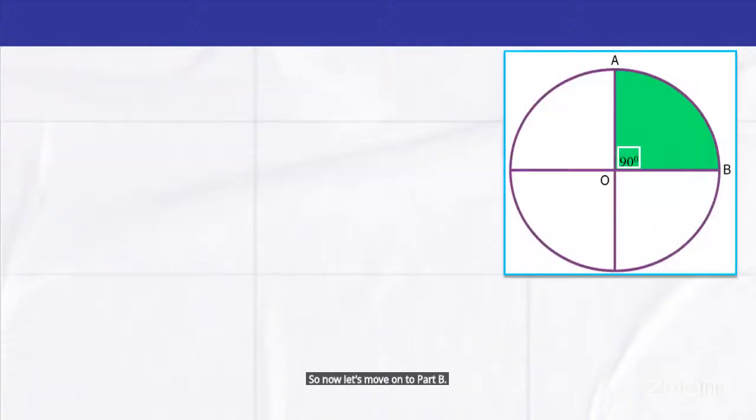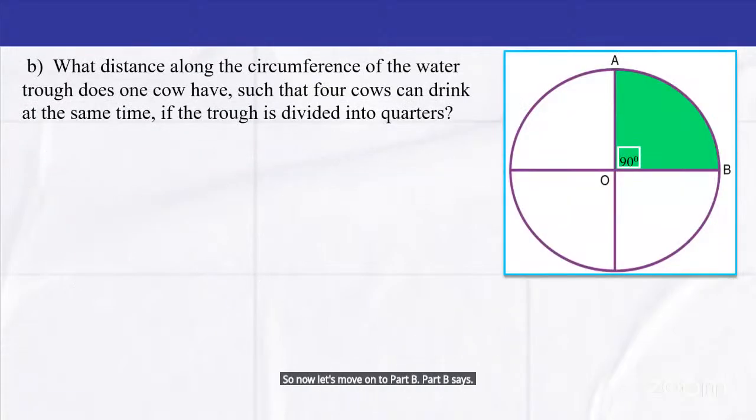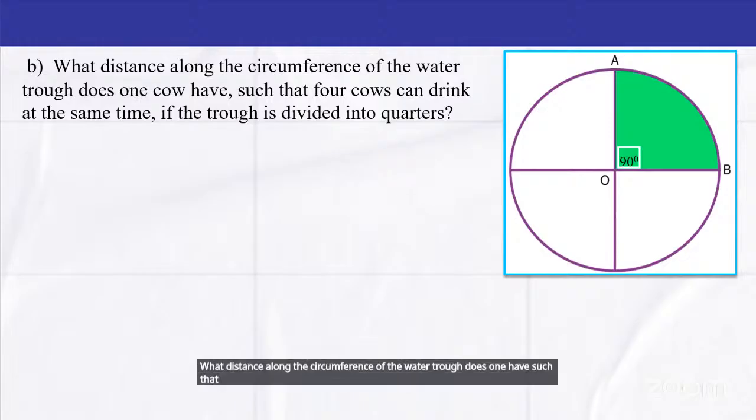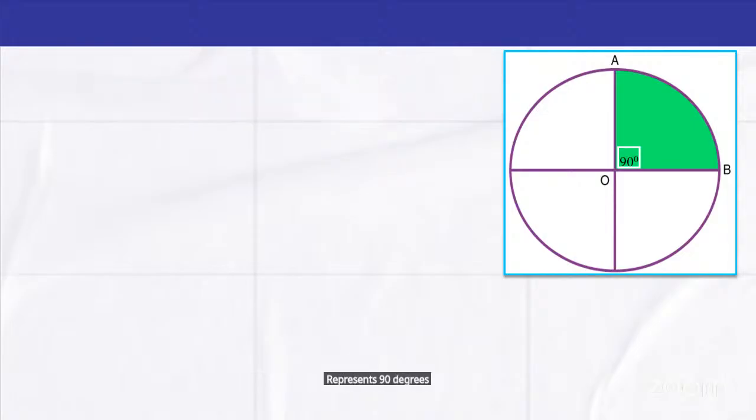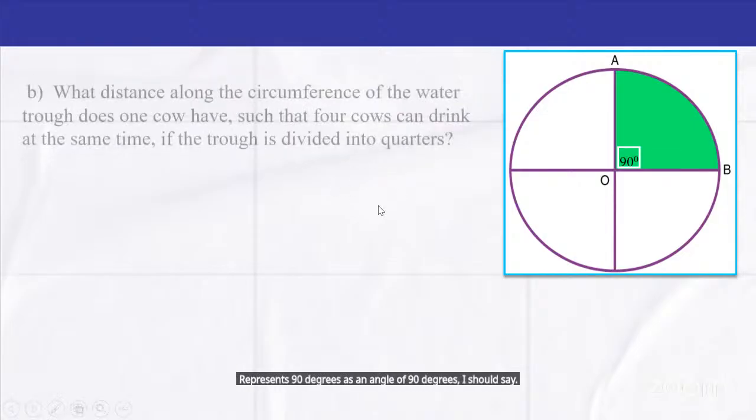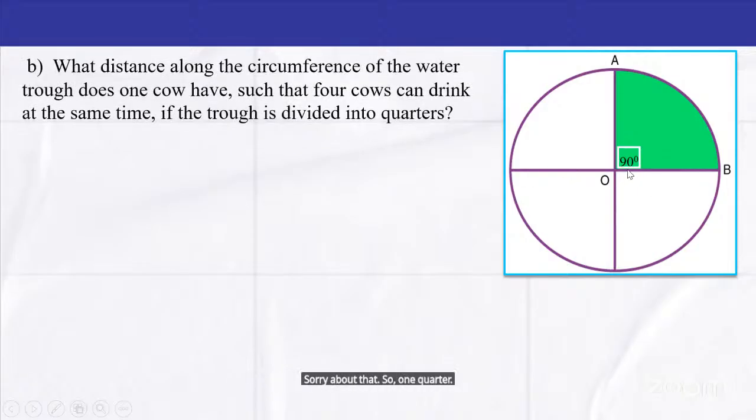Part B says, what distance along the circumference of the water trough does one cow have such that 4 cows can drink at the same time if the trough is divided into quarters? Notice I divide my trough into quarters. So 1 quarter represents 90 degrees, as an angle of 90 degrees, I should say.